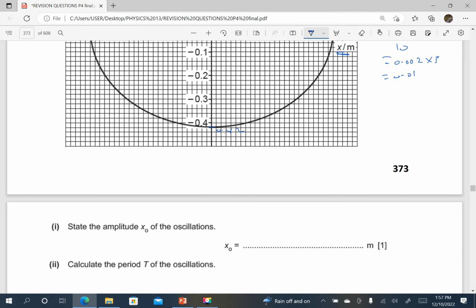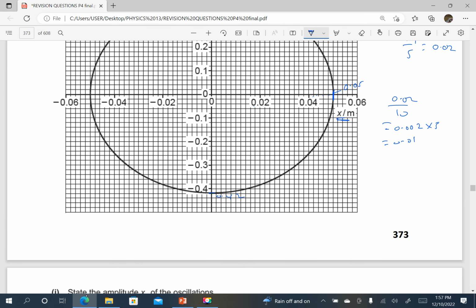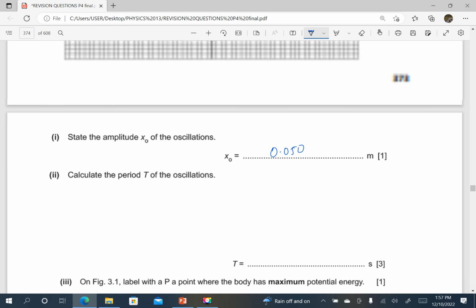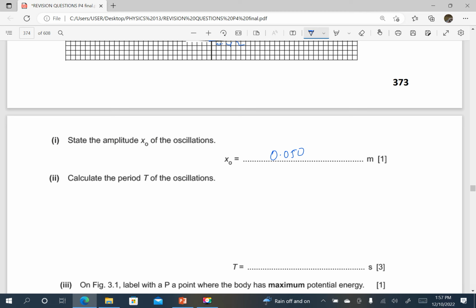State the amplitude x naught of these oscillations. So just look at where the graph crosses the x-axis, and that is zero. We have just seen that is 0.050 meters. Calculate the period of these oscillations.